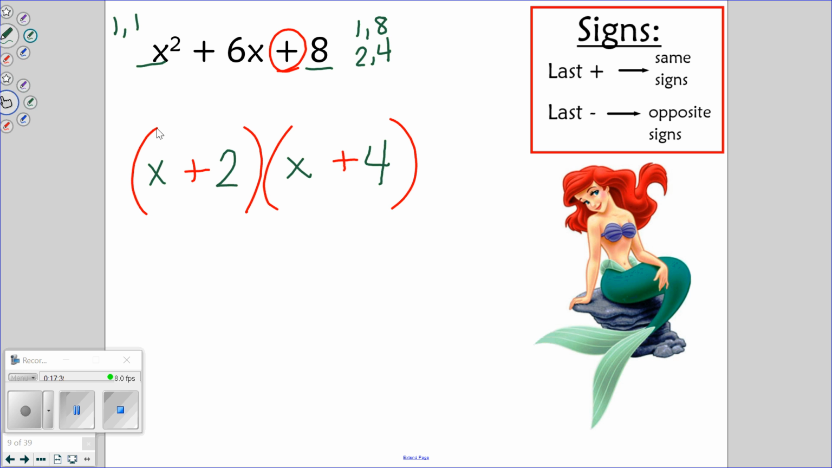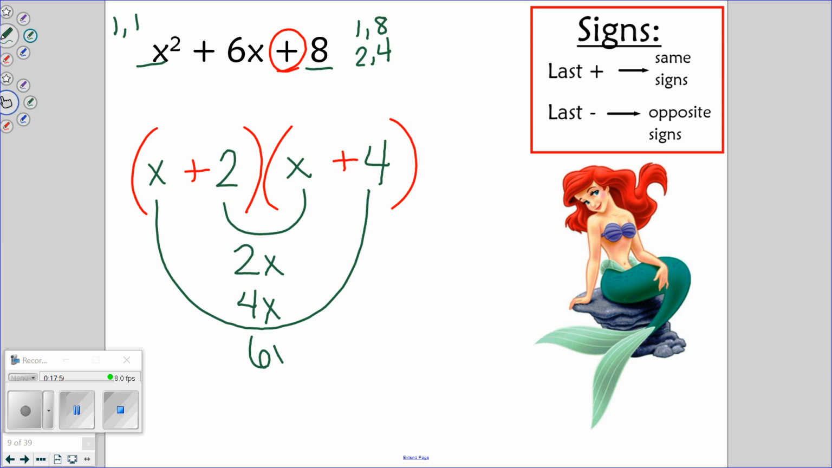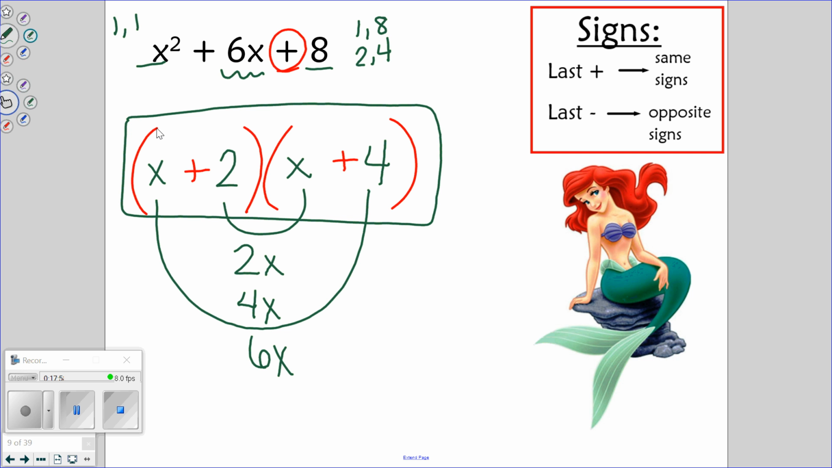And then we have to check them. So inside gives me 2x. Outside gives me 4x. And putting my like terms together, I get 6x. Did you get the middle one? Yep. So we know this is good. To make sure it worked.